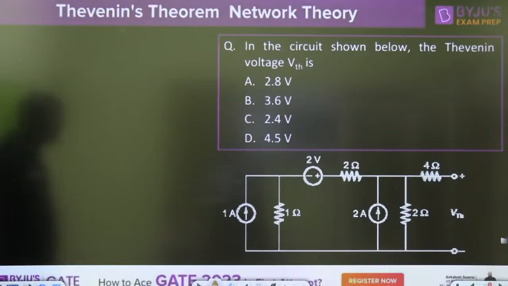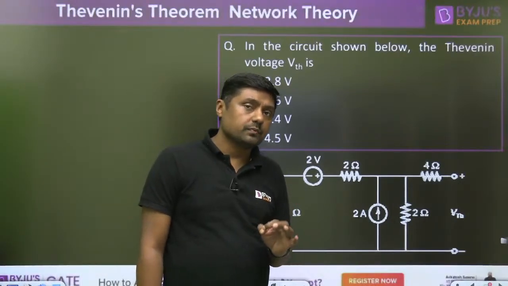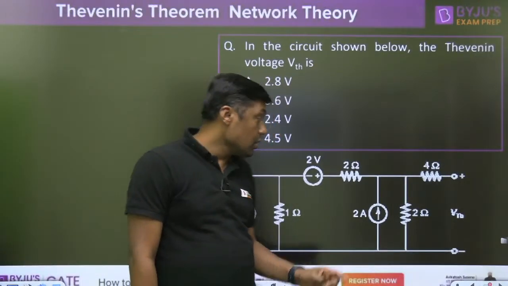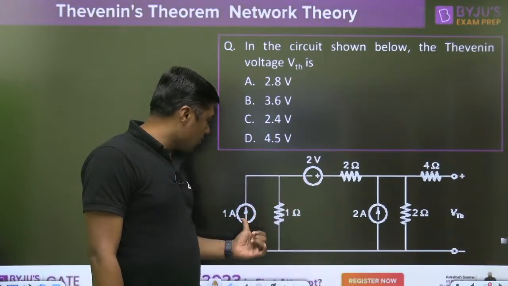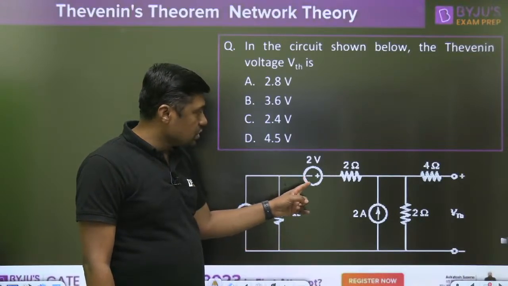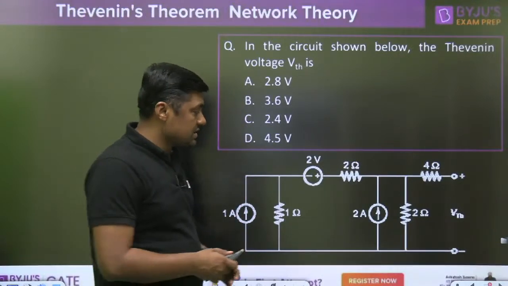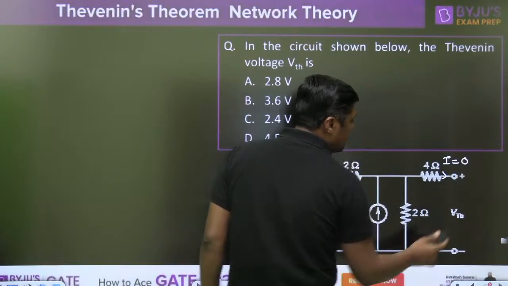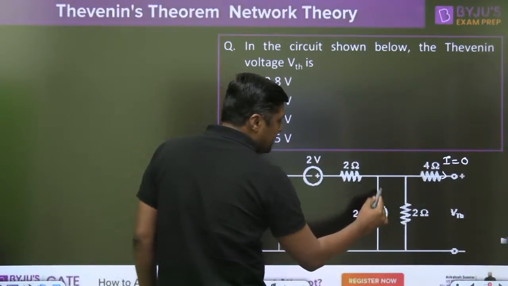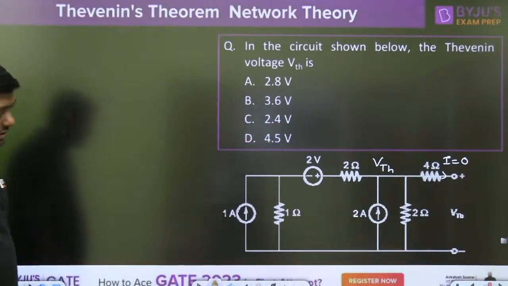In the circuit shown below, the Thevenin's voltage, only VTH is asked. Again, VTH. Give me the fast response for this question. Only independent sources: 2 ampere, this is the 1 ampere current source, 1 ohm, this is the 2 volt. Now, if the VTH is asked here, always remember, open circuit voltage means this current is equal to 0. What is the VTH? This is the VTH here.